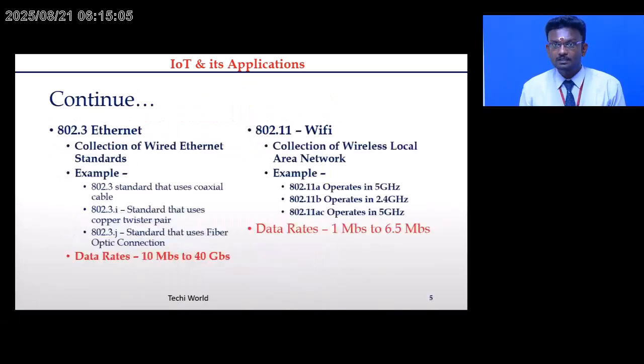In continuation, now we are going to see a detailed explanation of each protocol. 802.3 Ethernet is a collection of wired Ethernet standards. Below here we listed some examples of Ethernet standards, and the data rate is between 10 Mbps to 40 Gbps. Next, 802.11 Wi-Fi, which is a wireless local area network. If we are going to use wireless connections in our IoT, then it is a better choice, and the data rate is between 1 Mbps to 6.5 Mbps.